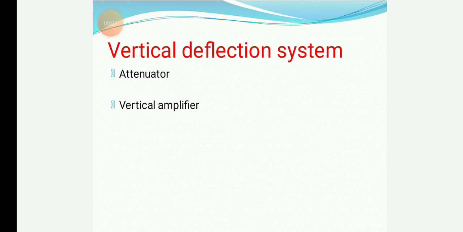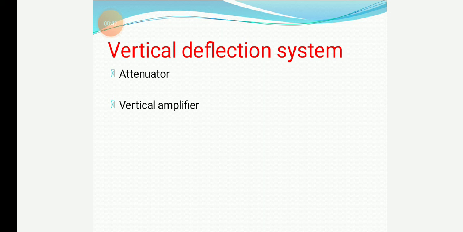Today we will discuss the concept of the vertical deflection system, also known as the vertical deflection subsystem. In the last class we saw the basic concept of the CRO block diagram, and we also studied the CRT diagram and the applications or uses of the CRO. Today we will discuss the vertical deflection subsystem briefly.